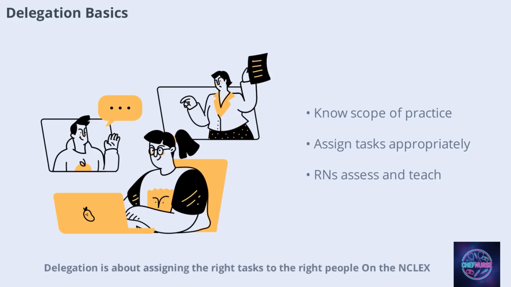Delegation is about assigning the right tasks to the right people. On the NCLEX, you'll need to know what you can delegate to unlicensed assistive personnel (UAPs), licensed practical nurses (LPNs), and what must be done by a registered nurse (RN). The key is understanding scope of practice. For example, RNs handle assessments and teaching, LPNs can give medications, and UAPs assist with daily living activities.